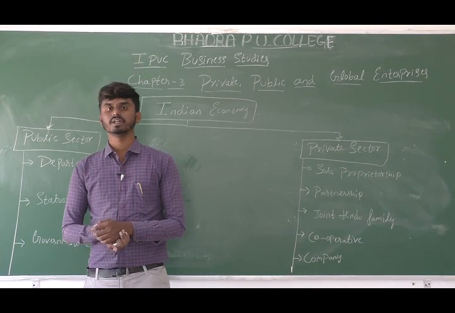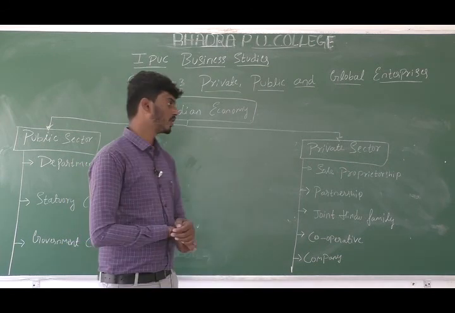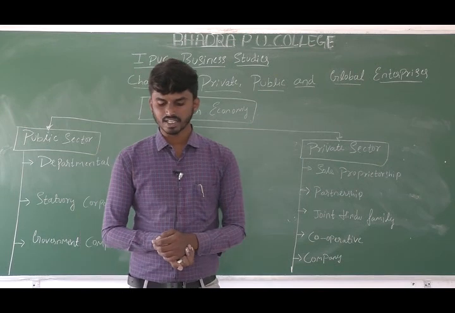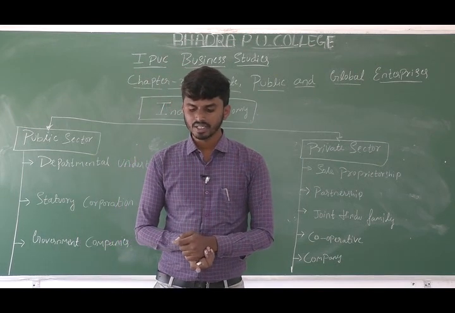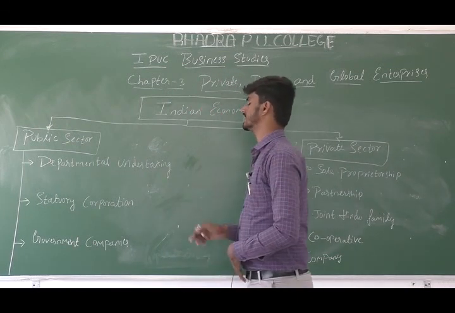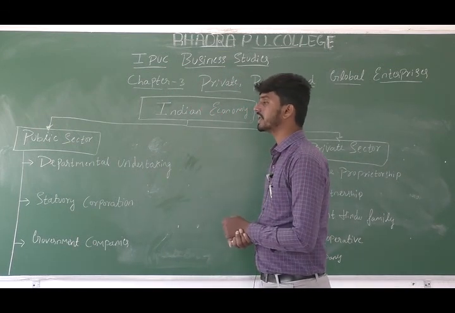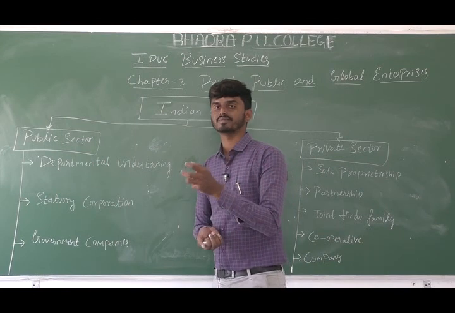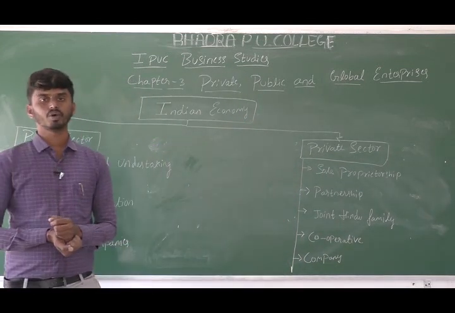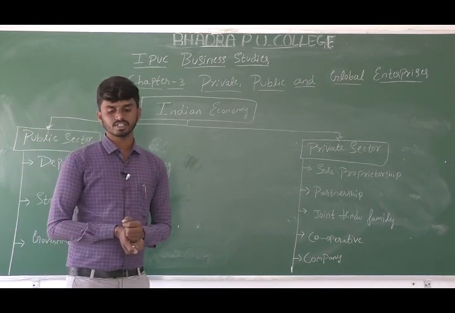So both government and public can invest in the government companies. A departmental organization cannot borrow from the public, whereas a government company can borrow from the public. So departmental undertakings cannot borrow the money from the public, but government companies can. They allow the public to invest in the government company because it is a mixed ownership.